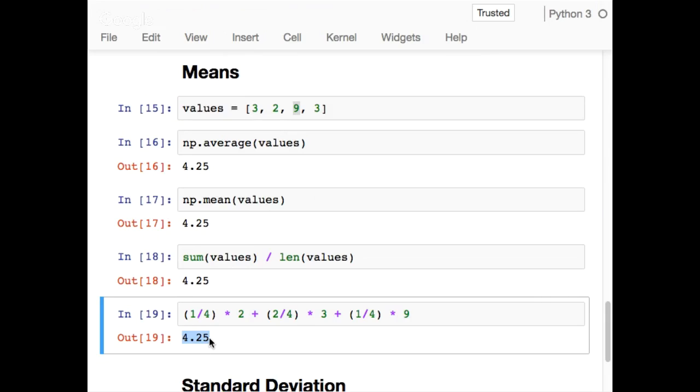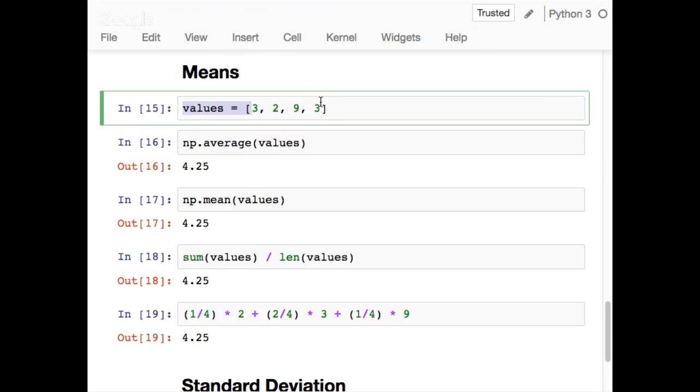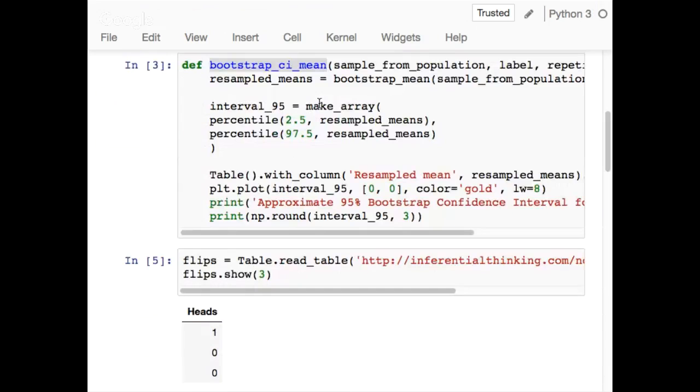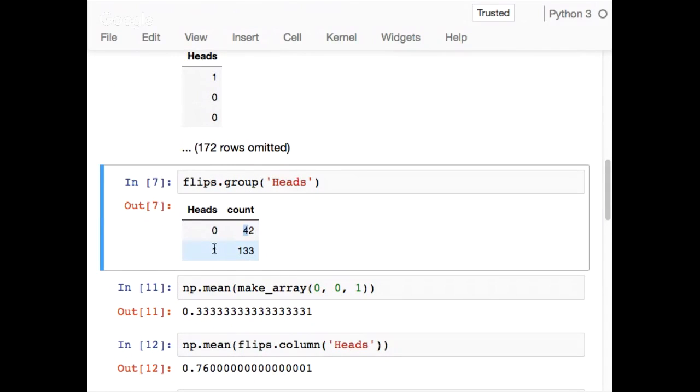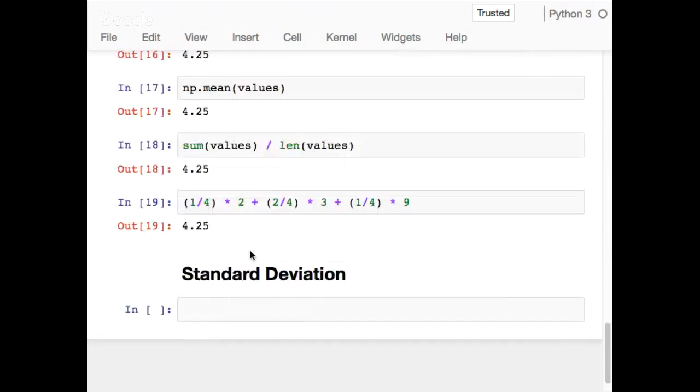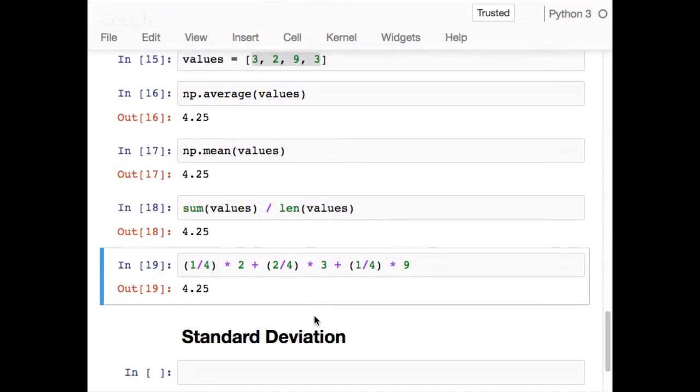This is convenient when I don't have the actual values, but just a list of numbers and however many times they appeared in my original data. So for example, if I group here, I don't have zeros and ones. I have 0 appeared 42 times, and 1 appeared 133 times. I can still find the mean as long as I know how many times each number appeared. Okay, so that's about it for the mean. Any questions?